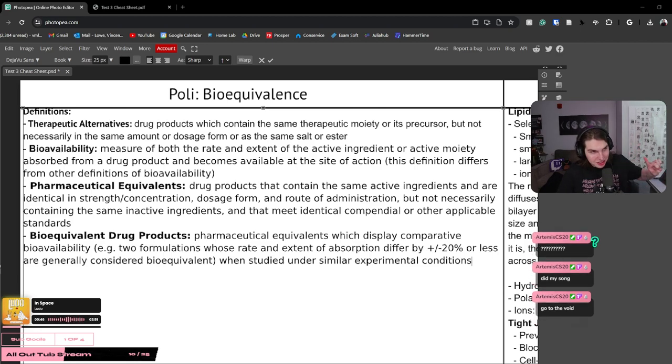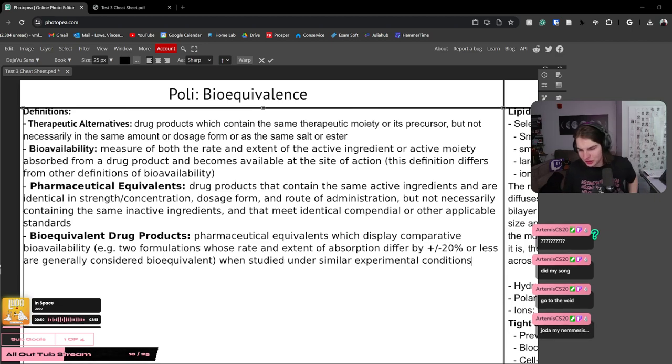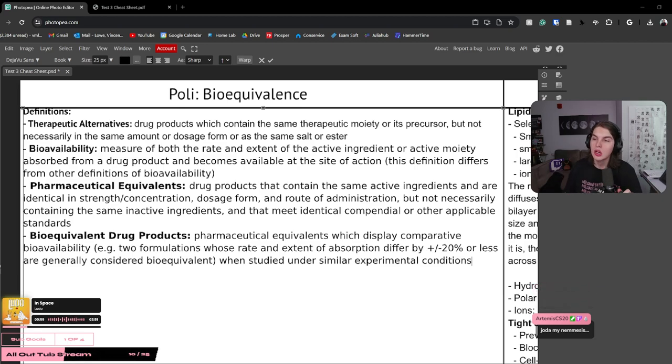All right, chat. So, let's talk about pharmaceutical equivalents and bioequivalents. Joda, my nemesis. Pharmaceutical equivalents are essentially drug products that contain the same active ingredients and are identical in strength. This is really important because they're essentially the exact same. Bioequivalence allows the formulations to be slightly different, but what matters is that they meet the same targets and produce the same effect. For a drug to be bioequivalent to another, it has to have the same outcome or same effect within a plus or minus 20% degree extent of absorption, which is, again, really important.